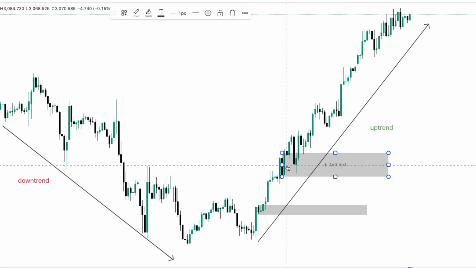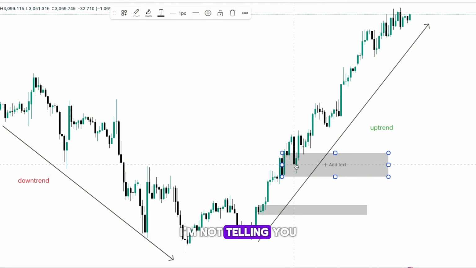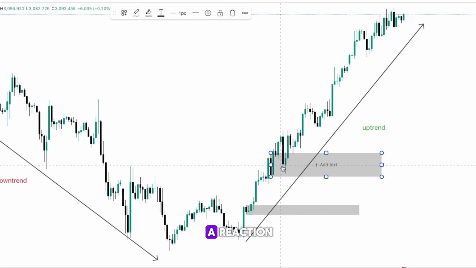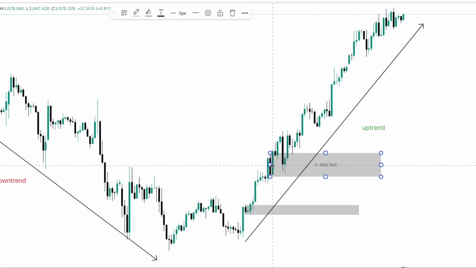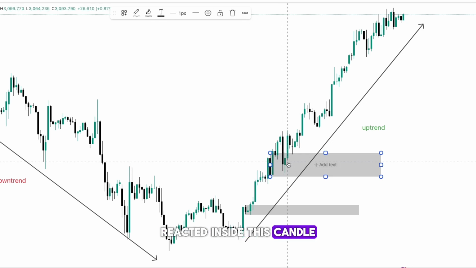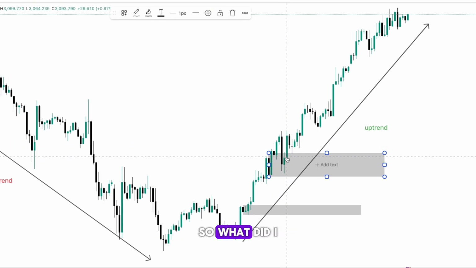I'm not telling you to put your buy stop here. I'm not telling you to buy straight on this candle. What you want to do is wait for a reaction off of this candle. As you can see, we have a reaction here. We closed above this candle and we went up, and price came back, reacted inside this candle and went up again. So what did I say?